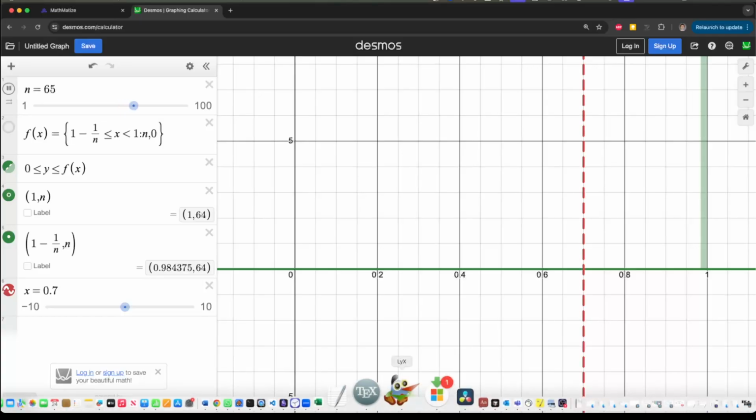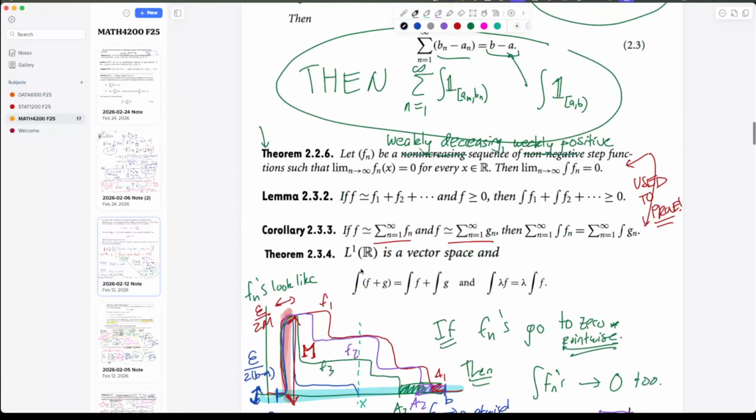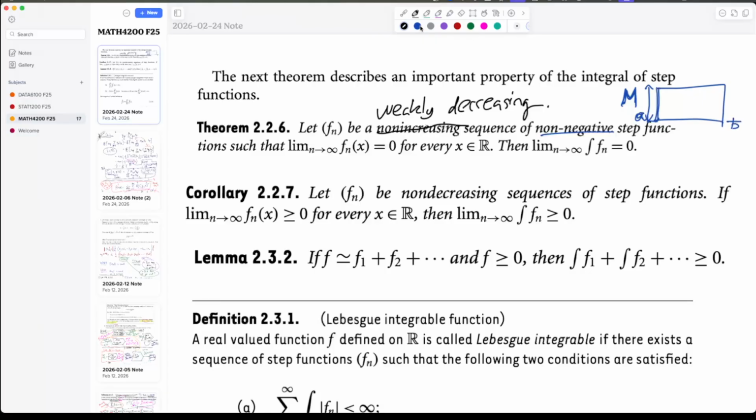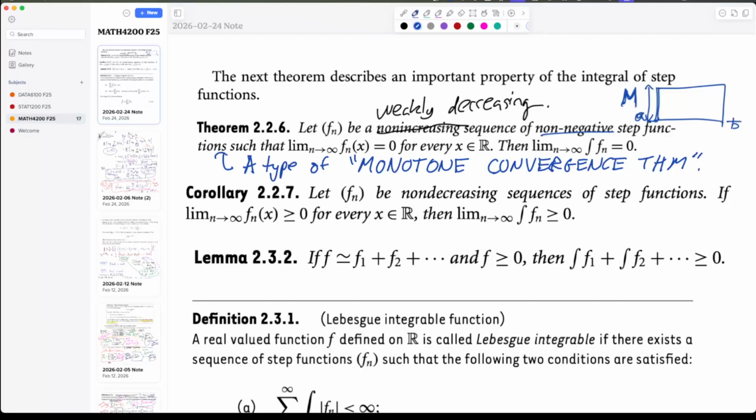So this is an example of what is called a monotone convergence theorem. Let's go back to today's note. Some people call this type of theorem a monotone convergence theorem. And there are many different theorems that are called the monotone convergence theorem. One by, I think, some guy named Beppo, which is fun, we'll do later.